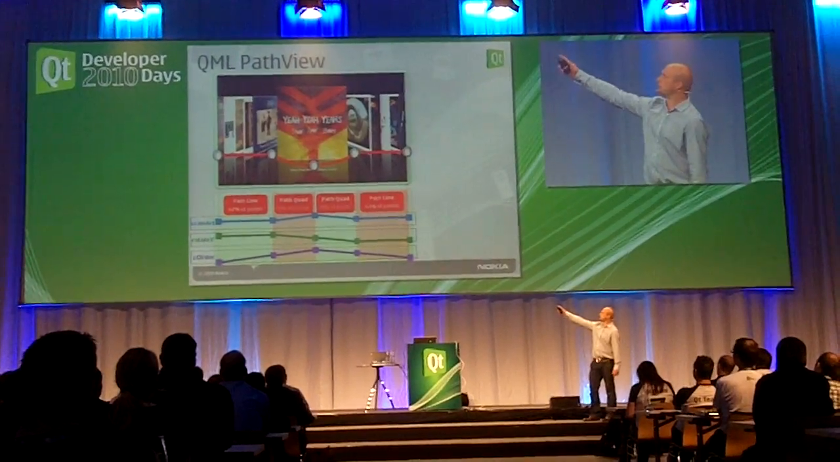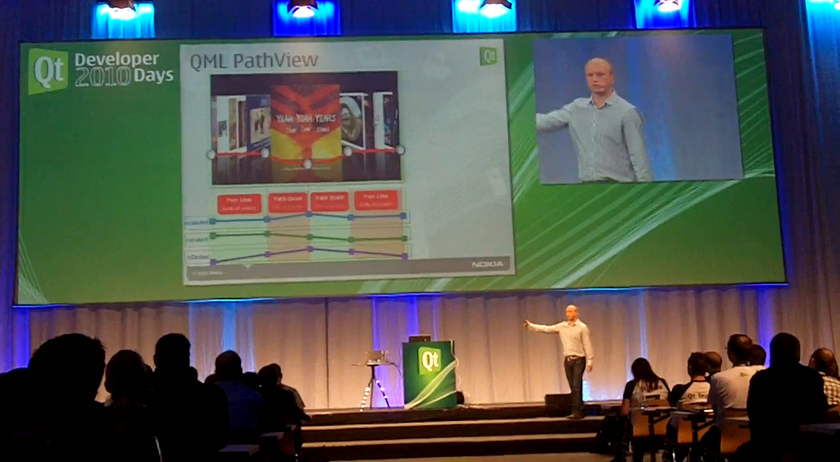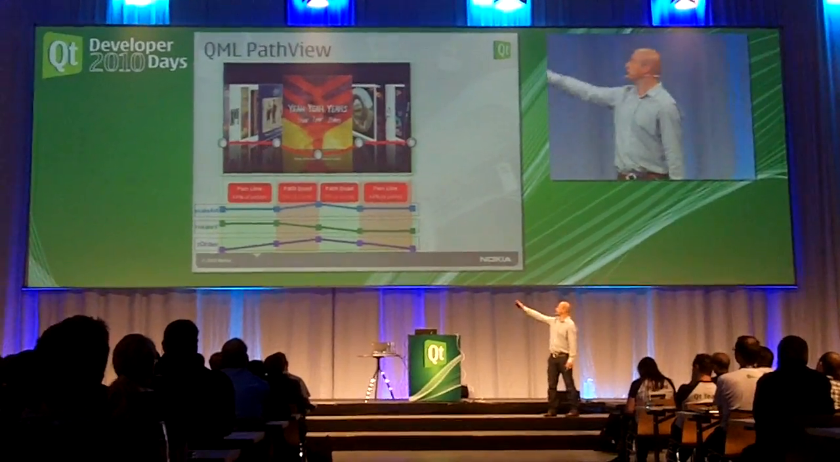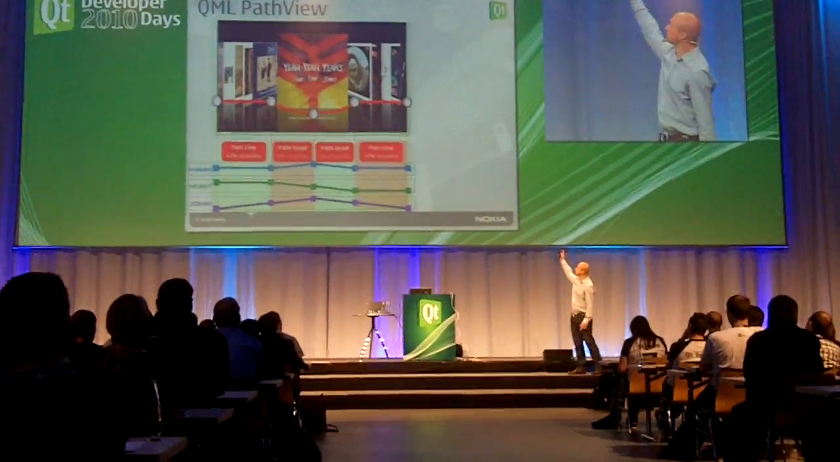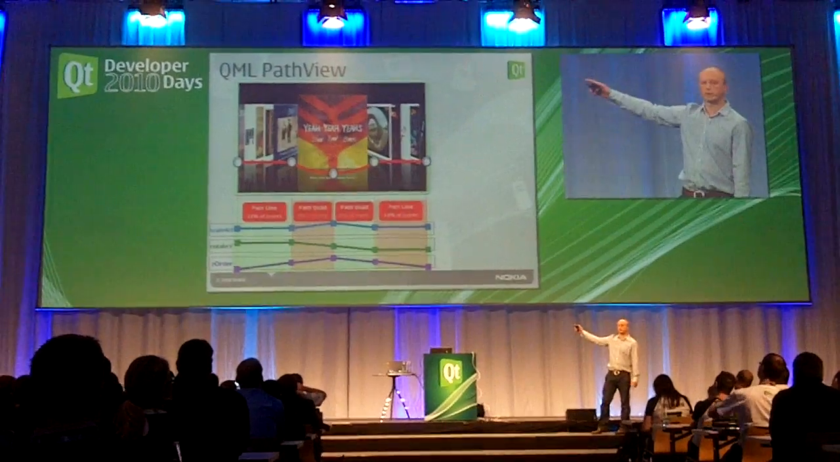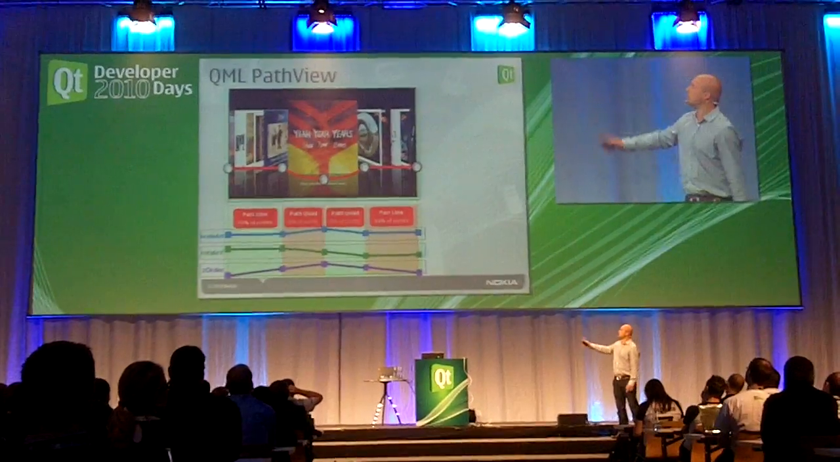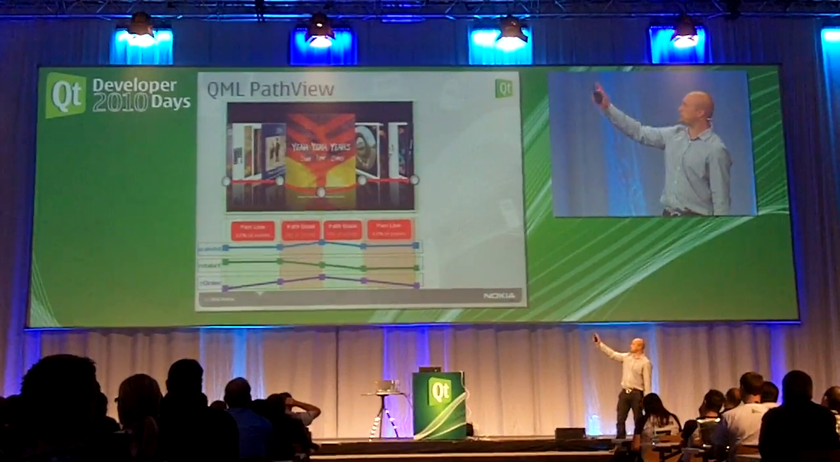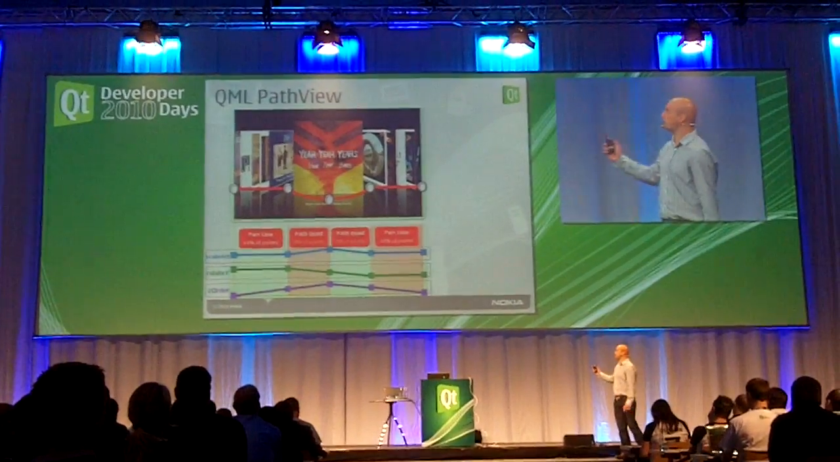So we have scale of the artwork, rotation on the y-axis, and the z order. And you can see how these vary across the points, and the path view will interpolate in between these points. So wherever we are on the path, we'll always get a good representation of these attributes and get a smooth animation.